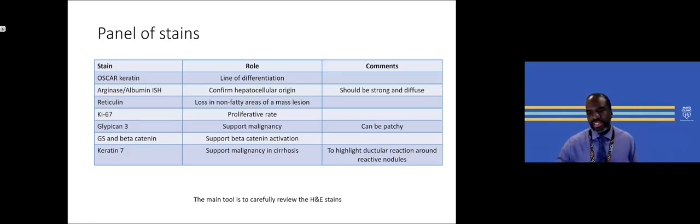I think the key is to be systematic and to ensure that you carefully review the H&E stain sections and that you have awareness of the clinical picture. The sequence of those things, I think, is less important. What's more important is that you do them in a systematic and structured way.